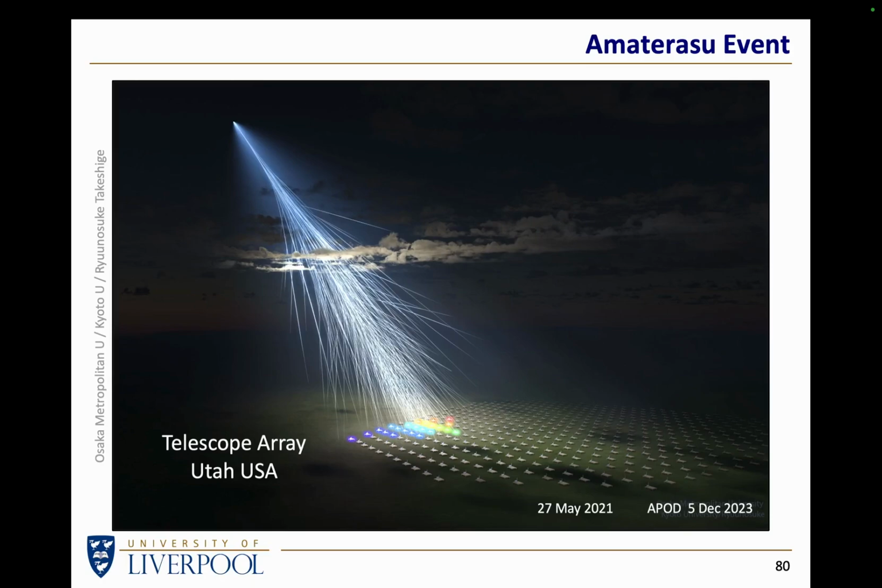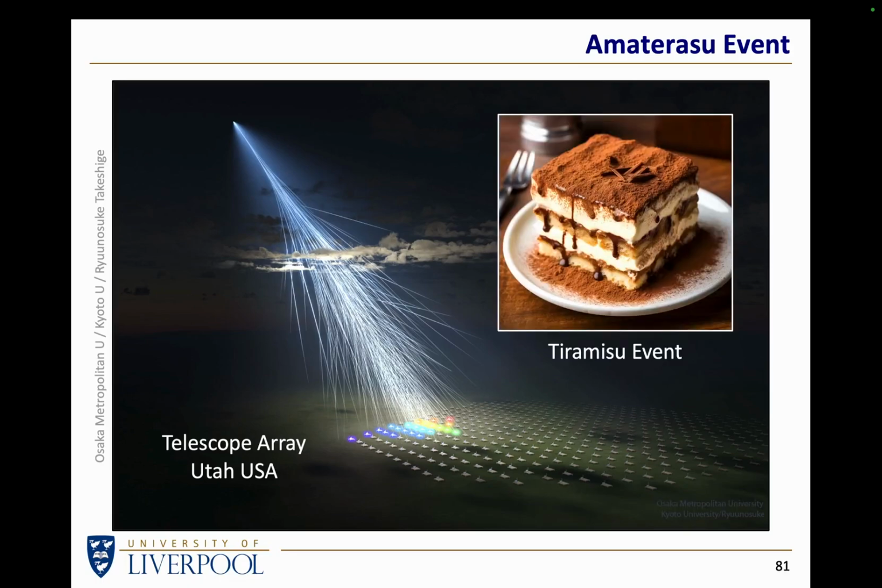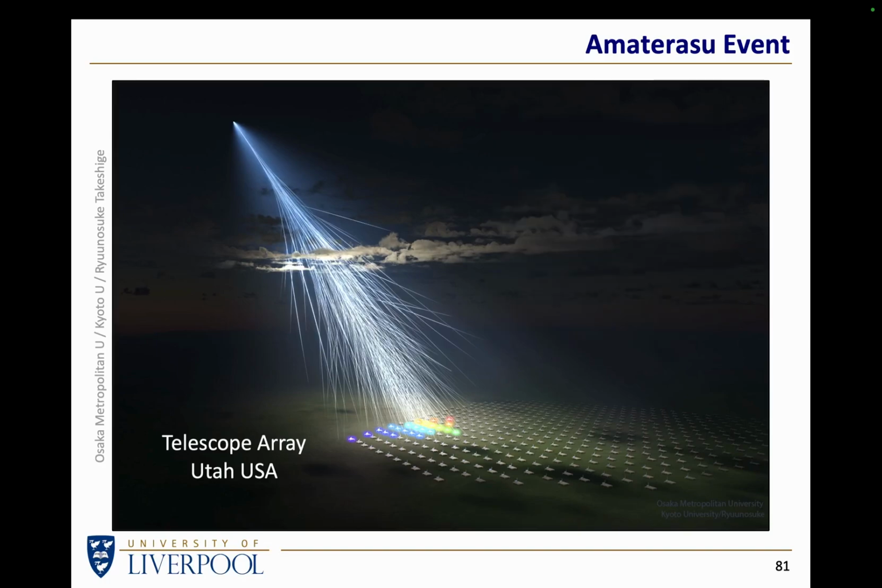Something very energetic came into the Earth's atmosphere, and when it was calculated how much energy it had dumped into the array on the ground, they found it difficult to believe just how much energy that was. It was an absolutely humongous amount of energy for a single individual particle. Let's be clear that the Amaterasu event should not be confused with the tiramisu event, which is how they celebrated the discovery of this particular incoming particle.